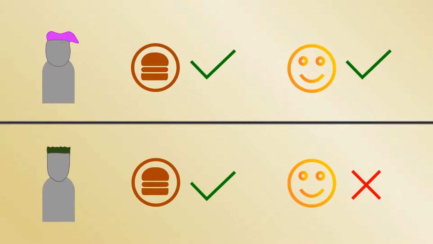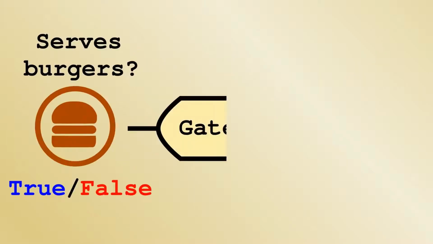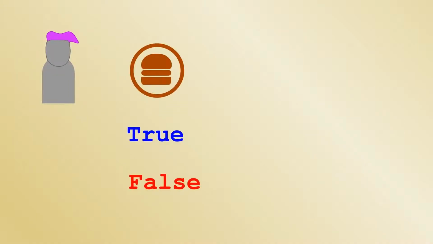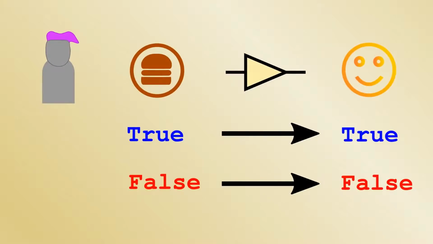We can think of evaluating restaurants in this case as something called a gate, an object which takes a binary input, true or false, 1 or 0, and returns a binary output. In this case, the input is whether the restaurant has burgers, and the output is if someone is happy with the restaurant. For Alice, the gate is simple. The output is the same as the input. In electronic terms, the circuit is just a connection.